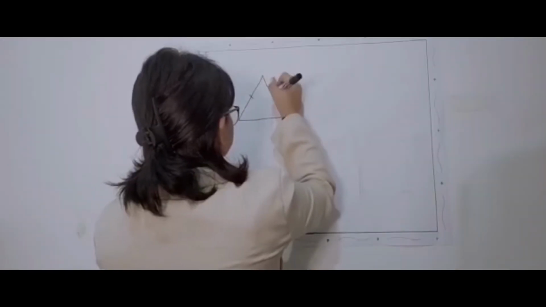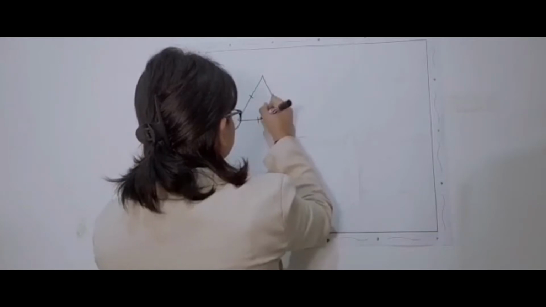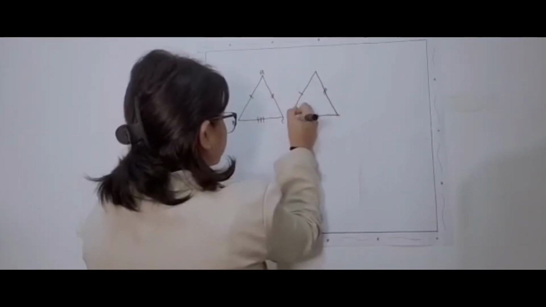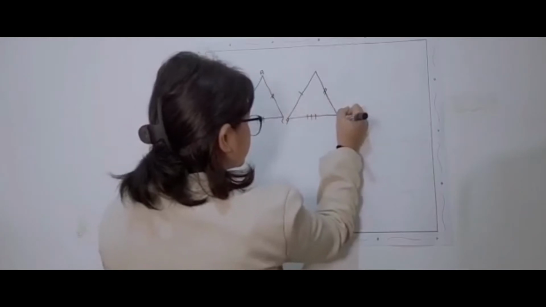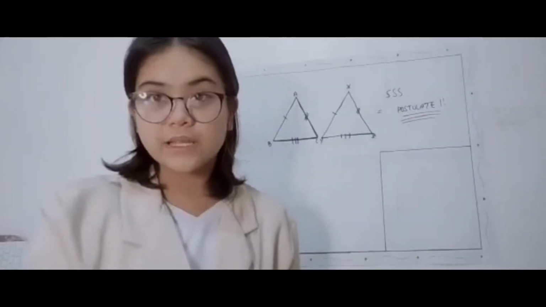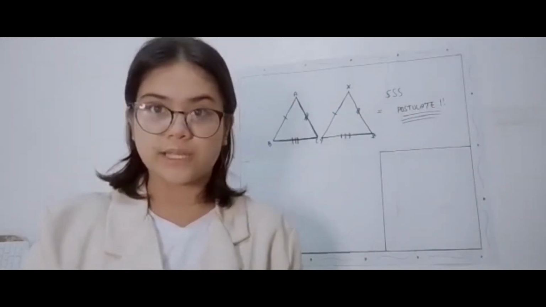Okay, so here we have two triangles. A hash mark here, a hash mark there, and a hash mark here. The hash marks indicate the congruent sides of the triangles. And thus we see that the sides in triangle ABC are congruent to the sides of triangle XYZ. This is an example of the SSS postulate. Okay, so here's another example of the SSS postulate.